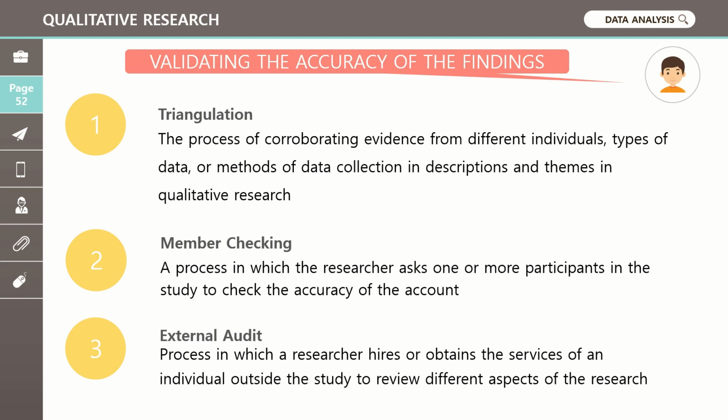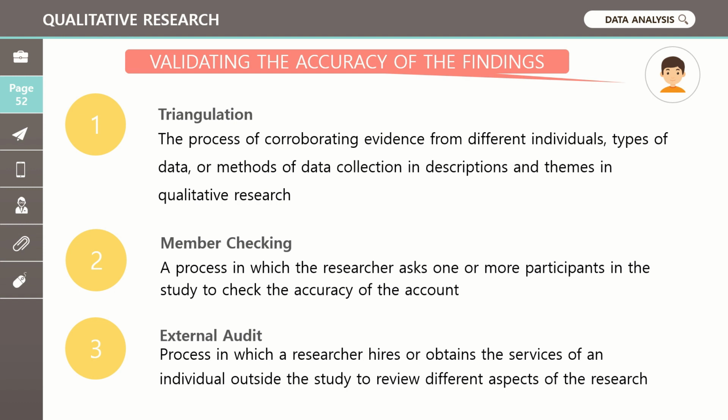Next is validating the accuracy of the findings. After you analyze your data by your mind, by your opinion, then you must validate the accuracy of your findings. First, it's called triangulation. Triangulation is the process of corroborating evidence from different individuals, types of data, or methods of data collection in description and themes in qualitative research. Here, the different individuals are, for example, a principal and a student. So you must check both opinions from the principal and the students, for example.